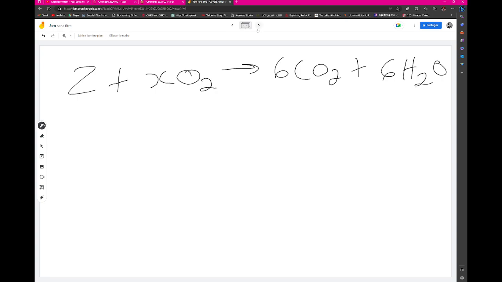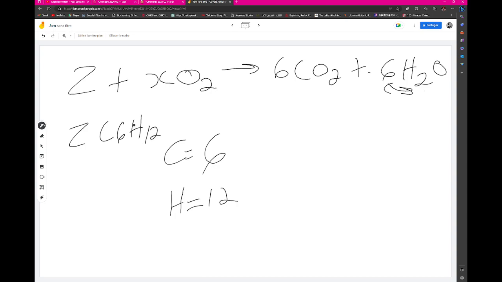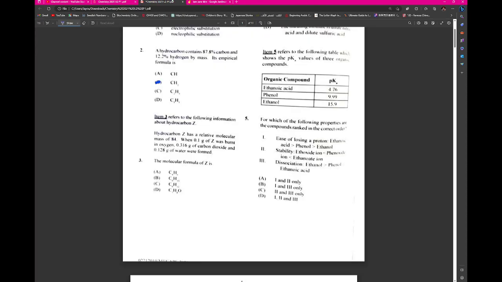So in order for this to be balanced, we have 6 carbons and 2 sixes, 12 hydrogen. So Z is C6H12, right? Oxygen would have to be balanced out to be 9. So X is going to be equal to 9 oxygen. So we know that it is C6H12. Hope that made sense.